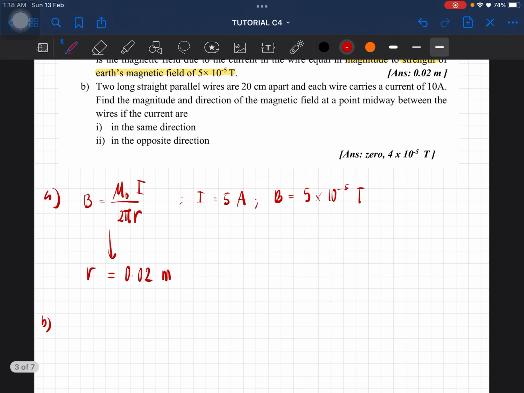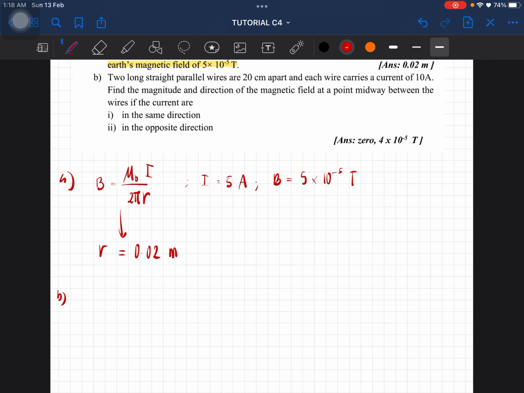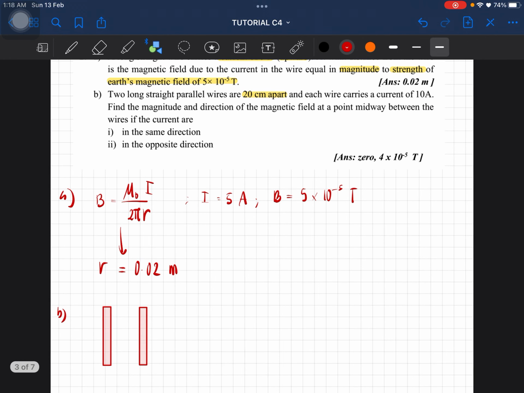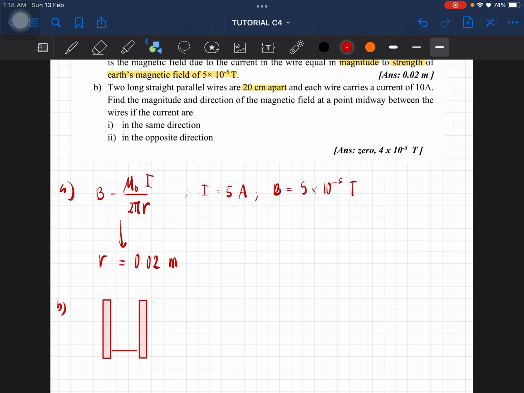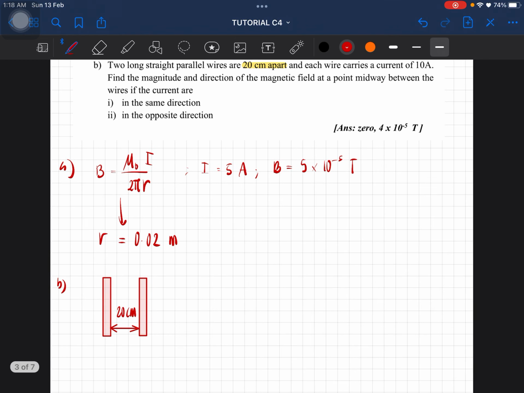It asks us about two long straight parallel wires 20 centimeter apart. So there are two wires, it should be the same. Okay, so they are parallel wires 20 centimeter apart. So this is 20 centimeter. Each carries a current of 10 ampere. So both carry a current with a value of 10 ampere.